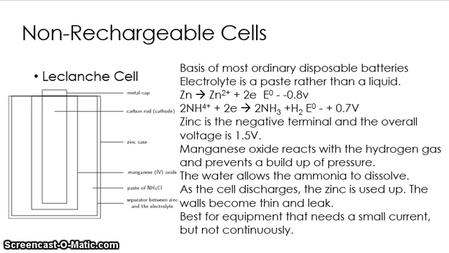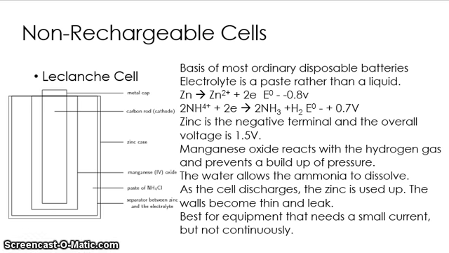The half equations are shown on the slide. It's zinc to zinc 2 plus with 2 electrons, and that gives you a voltage of minus 0.8 volts. And then you've got the ammonium ion plus 2 electrons to give ammonia and hydrogen. I apologise there, the 4 should obviously be subscript rather than superscript. And that gives plus 0.7 volts. So overall this gives 1.5 volts, with the zinc being the negative terminal. To get the overall voltage here, it's the difference between the two voltages, which is 1.5.